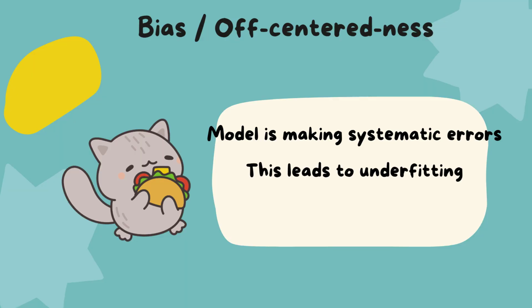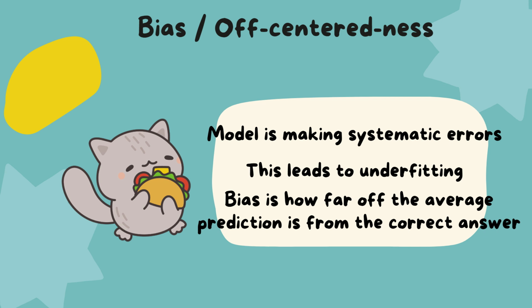So, when we say a model has high bias, we mean its predictions are not spread out, but they are centered around the wrong place. The model is not flexible enough to capture the real structure in the data. This leads to what is called underfitting. In machine learning language, it means poor performance on the test data. So bias is about how far the average prediction is from the correct answer.